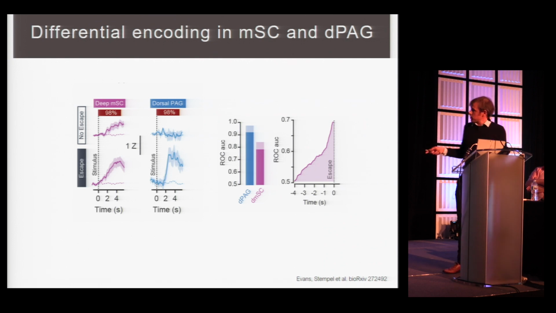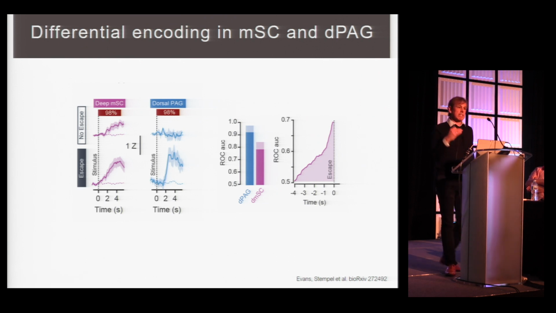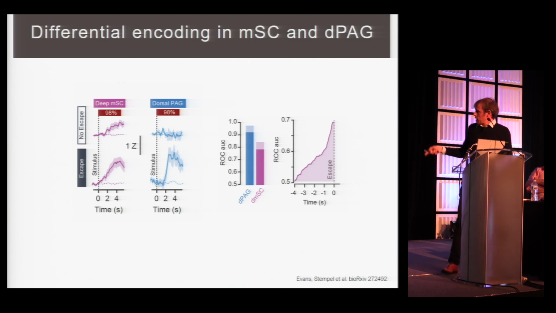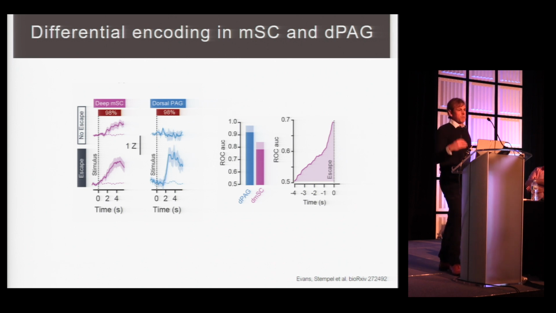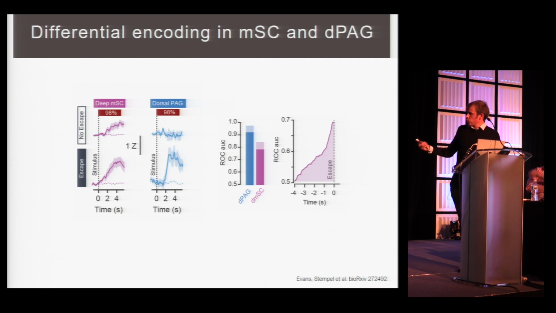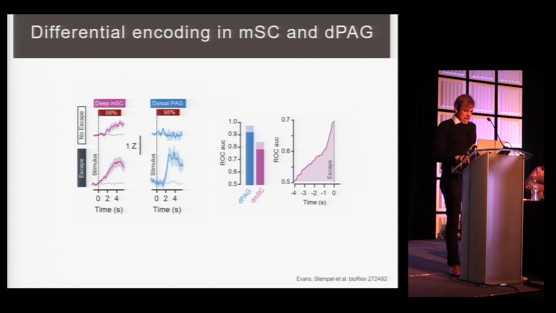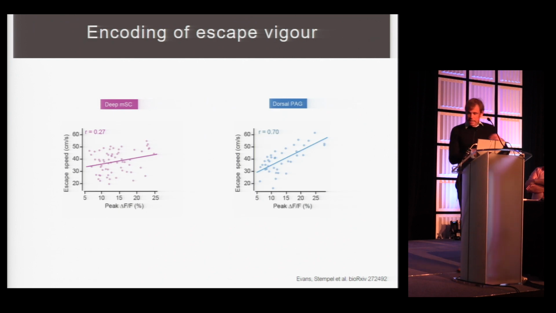And more importantly, because signals in the superior colliculus actually start rising before escape onset, activity in the colliculus is predictive of whether the animal is going to escape or not. So an ideal observer, by looking at the population activity in the superior colliculus, would be able to predict above chance level, about 1 second before the animal escapes, whether the animal is going to escape or not.